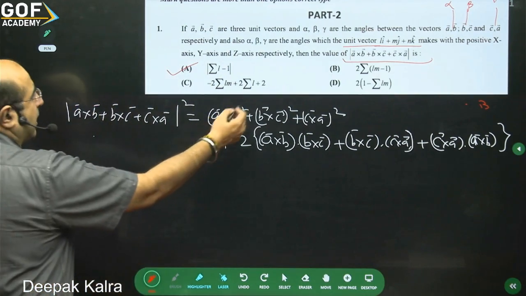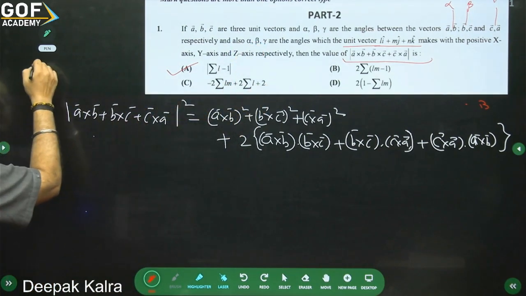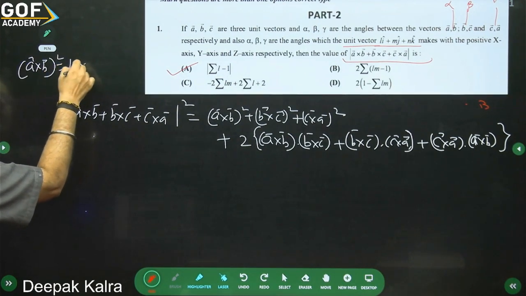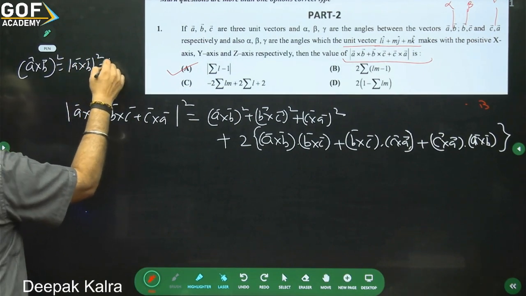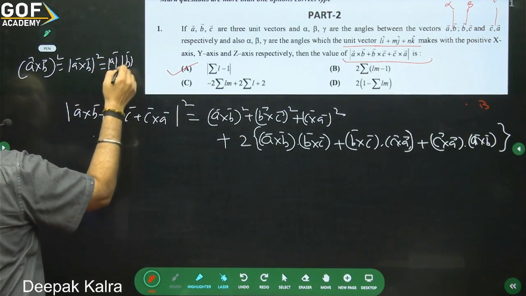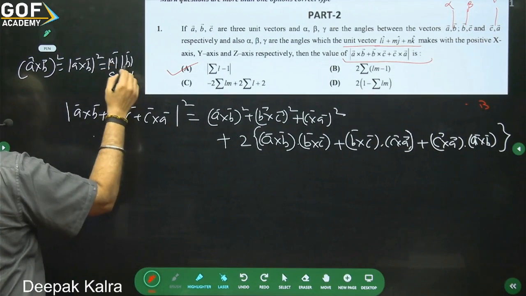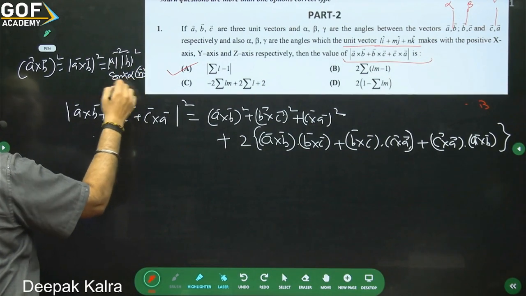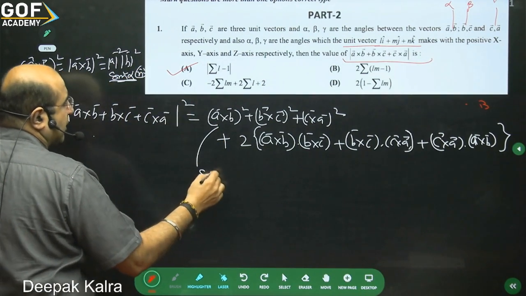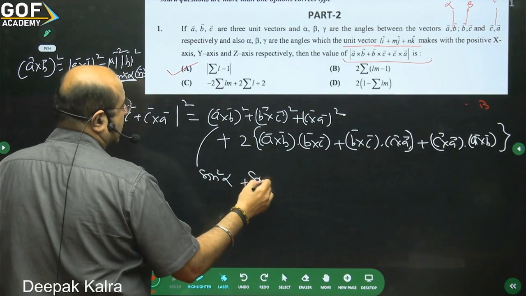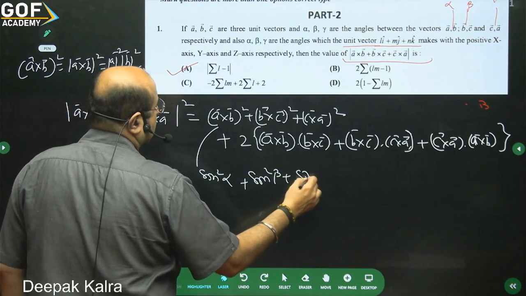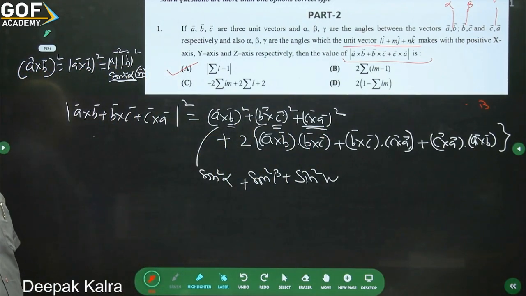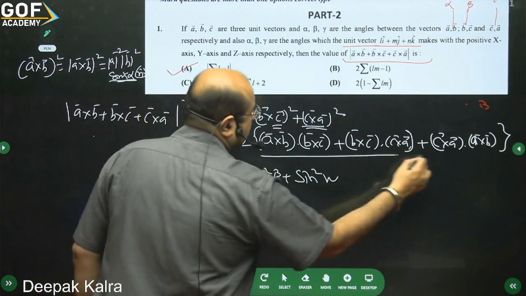Now, this you know as A, B, C are unit vectors. So, A cross B square is nothing but mod of A cross B square, which is nothing but mod A, mod B, sin theta, sin alpha in fact, square of each, and n cap square, which is again 1. So, you got sin square alpha. So, this answer is sin square alpha. This answer is sin square beta. And the third one is sin square gamma. First 3 answers are clear. Coming up to this, how to get the answer for this?